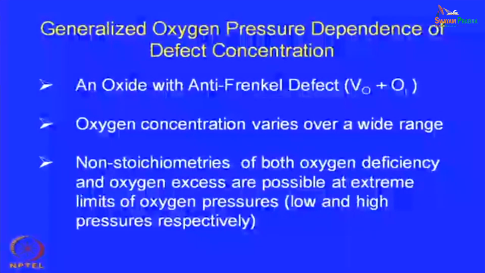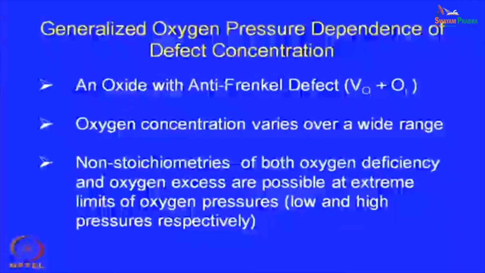In most cases you will find either oxygen interstitial is predominant, or oxygen vacancy is predominant, or metal vacancy is predominant, or metal interstitial is predominant. Two of them being predominant all the time is almost impossible. Here we have considered two different defects, oxygen vacancy and oxygen interstitials, but we are saying that they are predominant in two different partial pressure ranges, same material, but at two different partial pressure ranges.